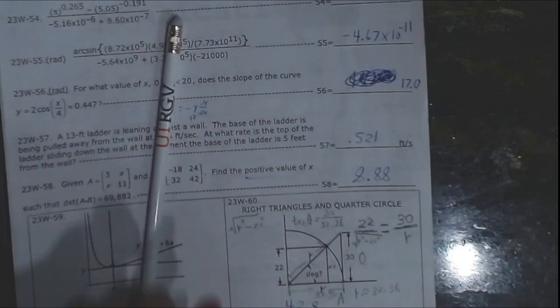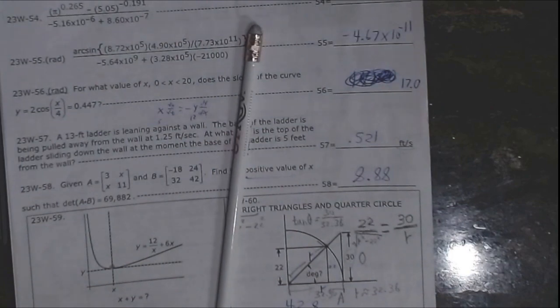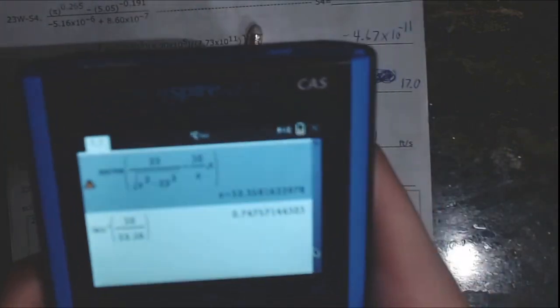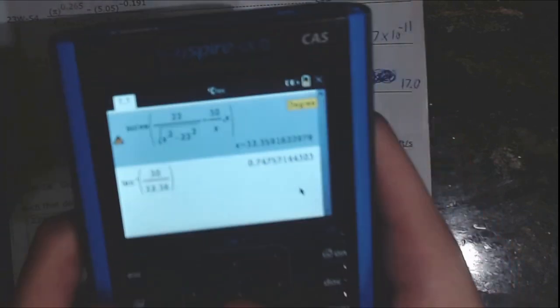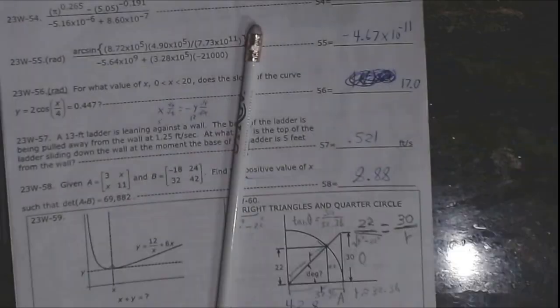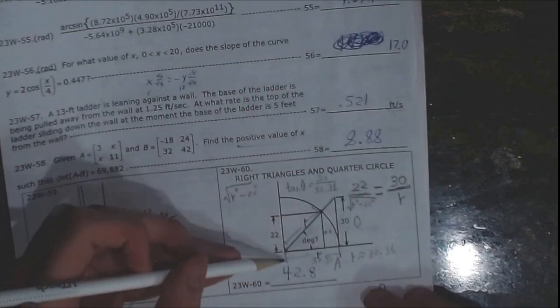And so I'll just do the inverse tangent of both sides. I'll do the inverse tangent of 30 over 32.36. Oh, and this is another reminder to make sure you're in degree mode when it wants to be in degree mode. Because I'm still in radians here, so I gotta change that to degrees. I just enter this equation back, and now I get it in degrees. And I get 42.8 degrees as my angle. So that's my answer.